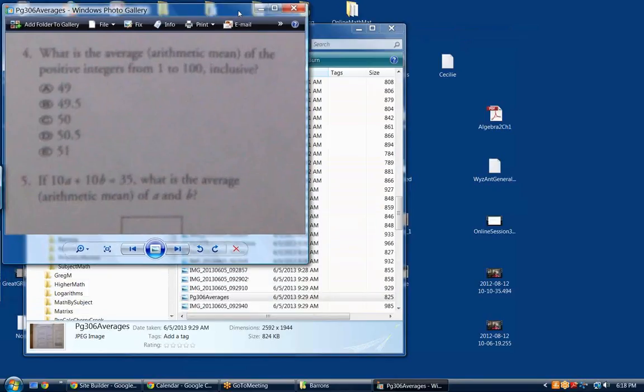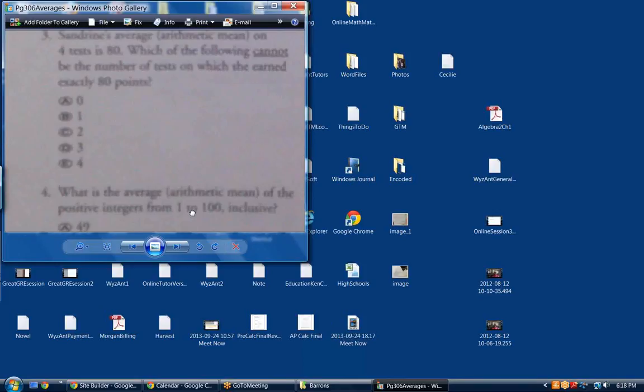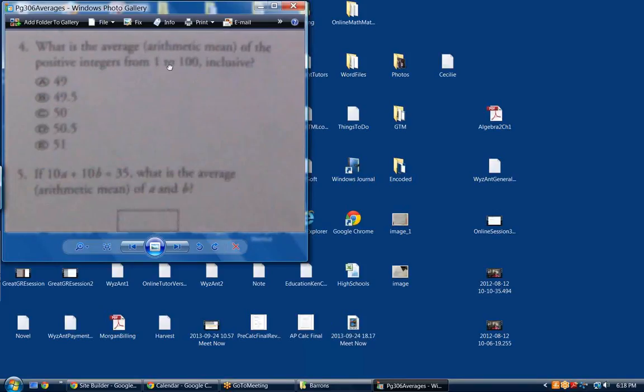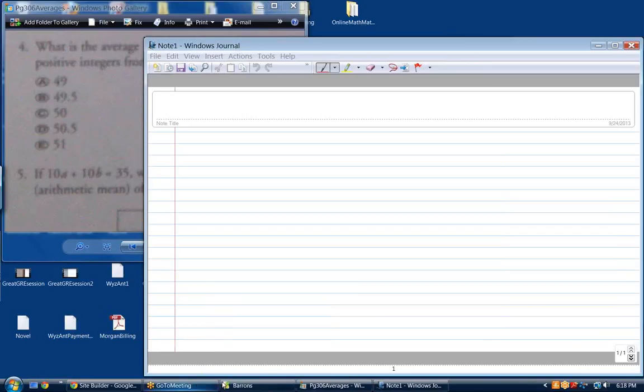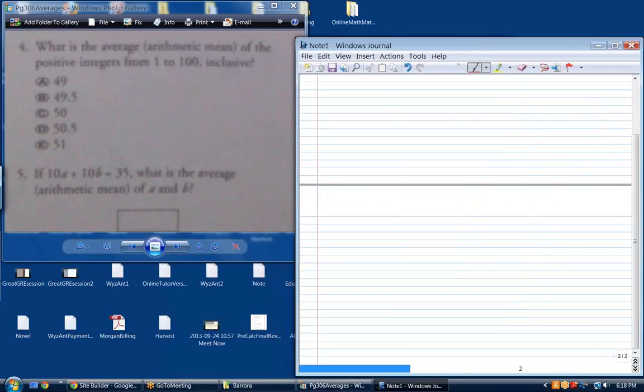No problem. All right. Let's see. We left off with number 3 of arithmetic means. Let's pick up with number 4. Let me turn off some of this stuff, it'll help my computer. Can you make that out? What's the average of the positive integers from 1 to 100 inclusive?